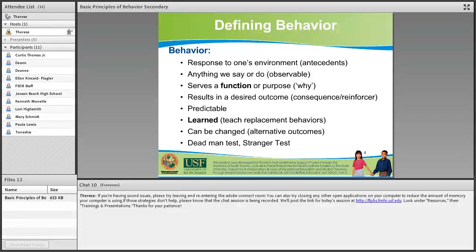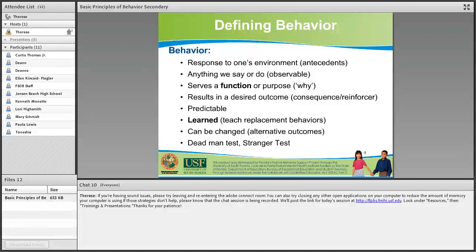Now, one of the first steps in that is to define behavior in a way that everyone understands it, and that's pretty specific. And so there are a couple of tools that we use for that. We call it the dead man test. That's one tool. And then there's also the stranger test. Now, the stranger test is probably a little easier to understand. You want to describe the behavior clearly enough so that someone who has no idea what you're doing or why you're trying to observe this behavior, so that they know what to look for.